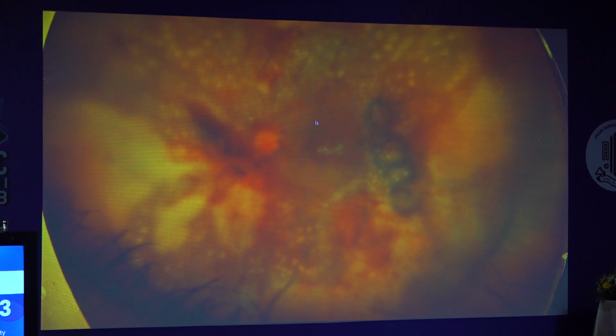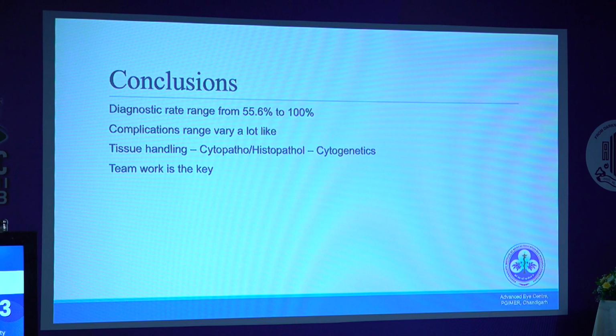So this is how the patient looks after the surgery, and eventually we were able to show the toxoplasma in this patient. So once you do CRBs, I think the diagnostic rate range is 55 to 100%. Good labs will have 100% results. And again, I've told you the importance of teamwork here.